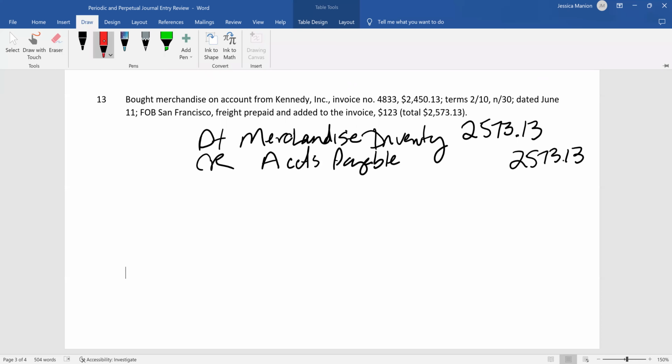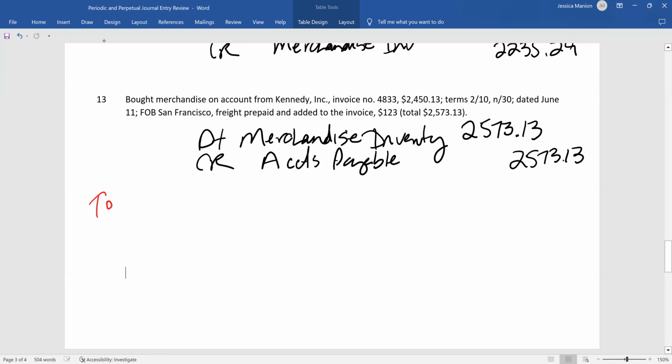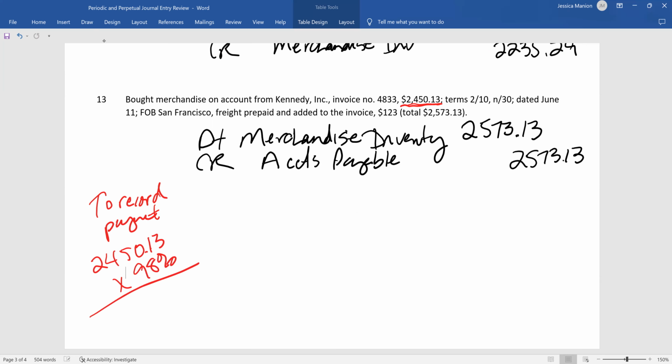So let me get my red out. So to record payment. Remember, we don't get the discount off of the freight. We get the discount off of the original invoice. So here's our original invoice amount, right? We don't have to pay 100% of $2,450.13 because we're going to pay within the discount period. We only have to pay 98% of that.